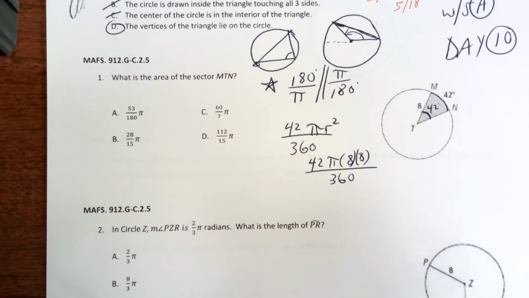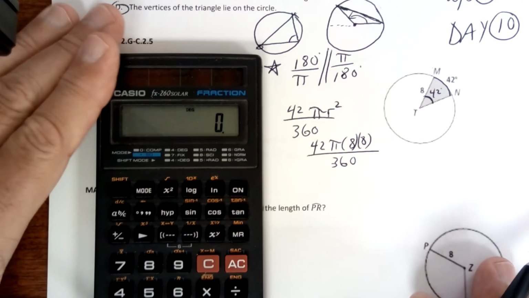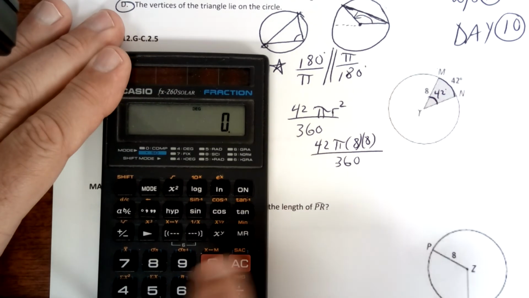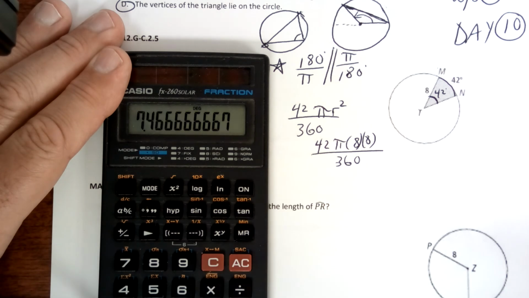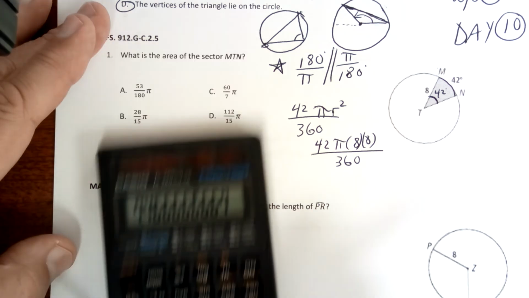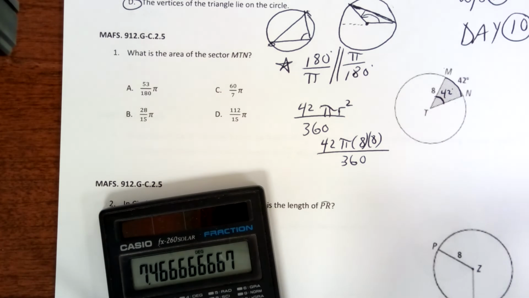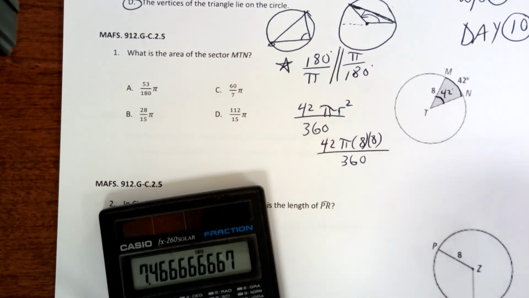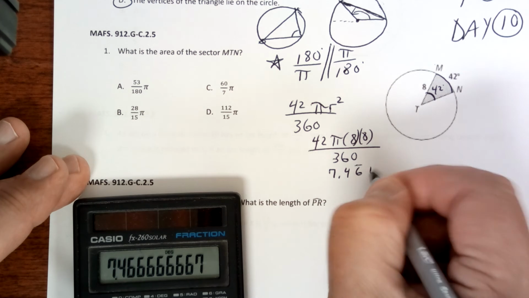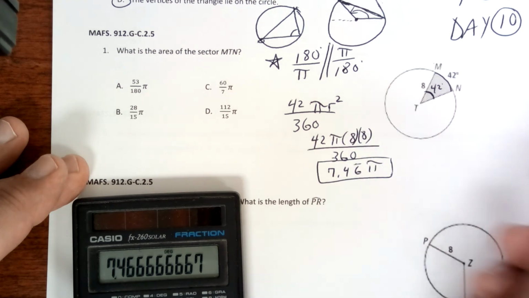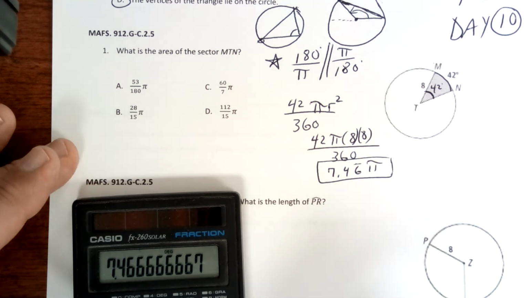So 8 times 8 is 64. Get your calculators out. So 64 times 42, press equals, divide by 360. I get 7.466. Now, 7.46 repeating pi is what I get. All right, and so we're looking for something that's going to be that.